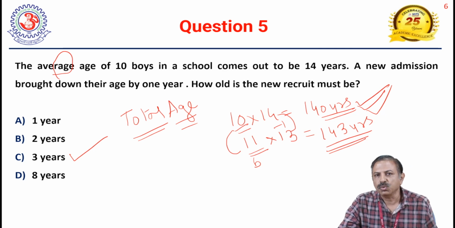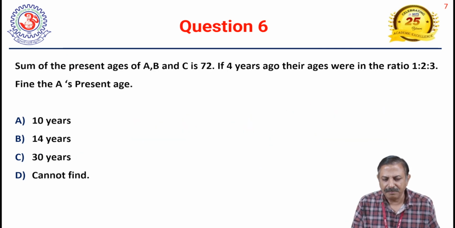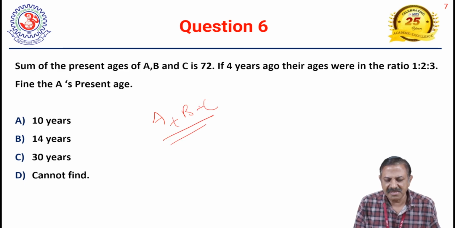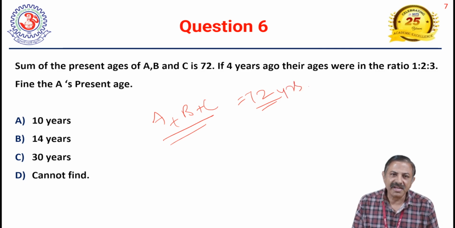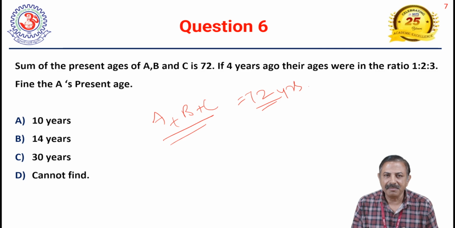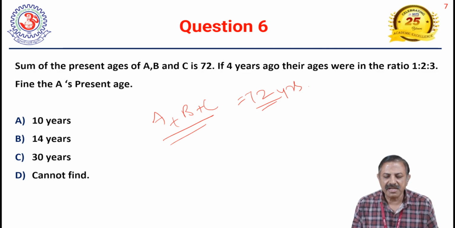Let us go to question number 6. Sum of present ages of A, B, C. So there are 3 persons A, B, C whose sum A plus B plus C is equal to 72 years. Suppose your age is 20 years now. 5 years back, how much will it be? 20 minus 5, 15. Suppose my age is 50 years. 5 years back, how much will I be? 45. That means we have to decrease 5 years.